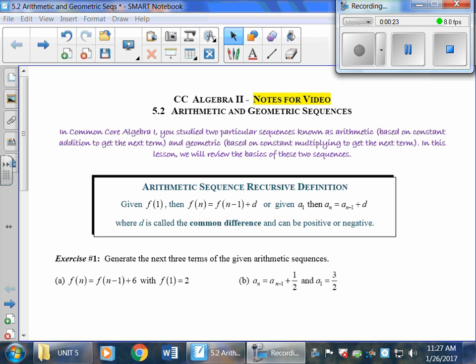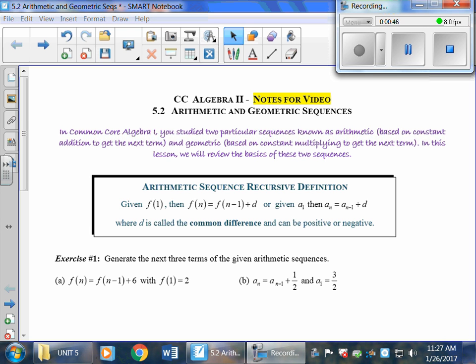An arithmetic formula is based on a constant addition to get to the next term. Now don't get confused with that word addition either, because it could be the addition of a negative number, and we refer to that as the common difference. We also refer to a geometric sequence as a number being multiplied by the previous term to get to the next term, and we call that the common ratio.